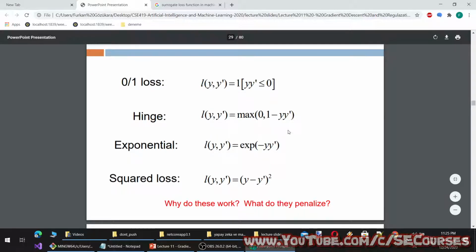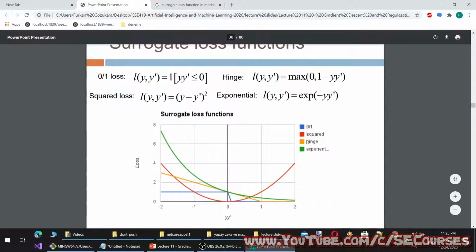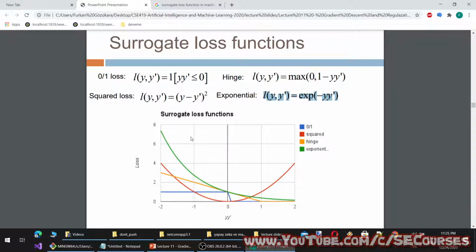Okay, why do these work? What do they penalize? Okay, 0/1 is the regular loss function, mean squared error, or 0 loss is whether it is loss or not, I think. So there is squared error, max, hinge, and exponential. Okay, this is how they are penalized. So the orange is hinge.